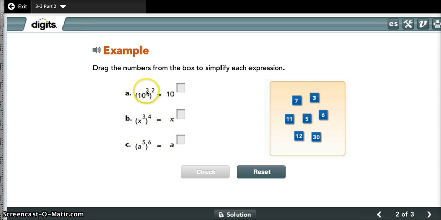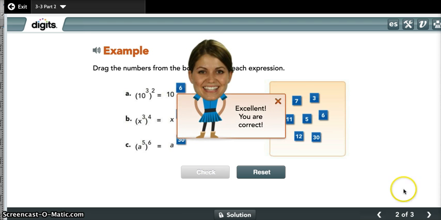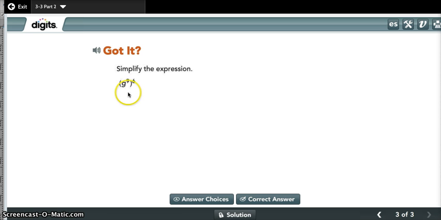And let's see, we have 10 to the third to the second. So remember, when it's a power raised to a power, we do 3 times 2, which would give us 6. Okay, power raised to a power, 3 times 4 is 12. Power raised to a power, 5 times 6 is 30. Let's check that and then head over to the Got It in your book. Go ahead and try this one on your own.